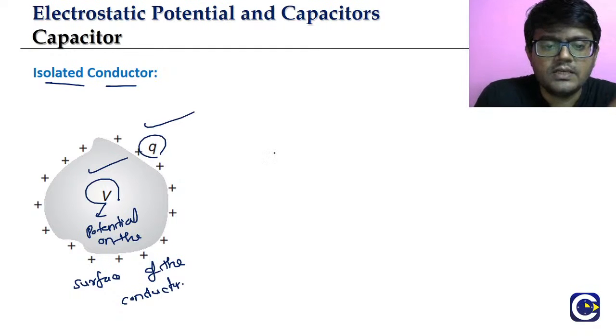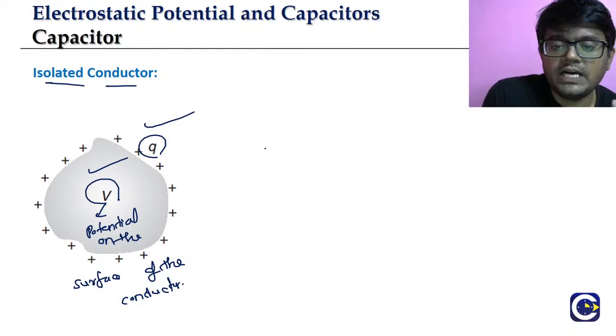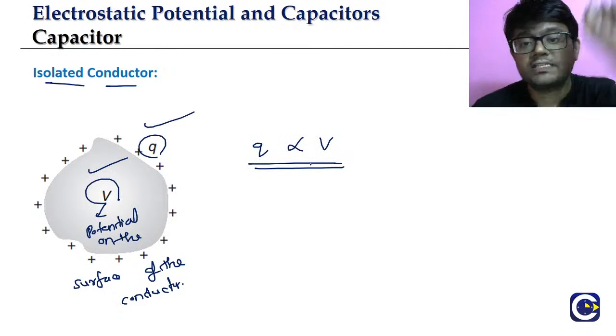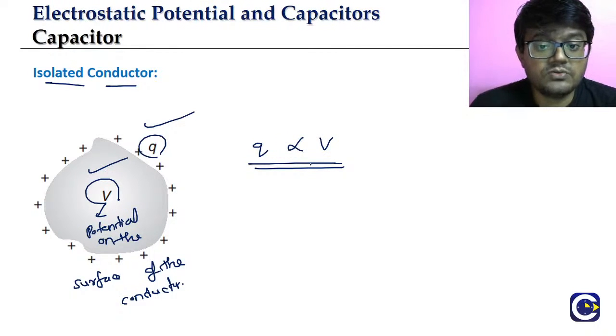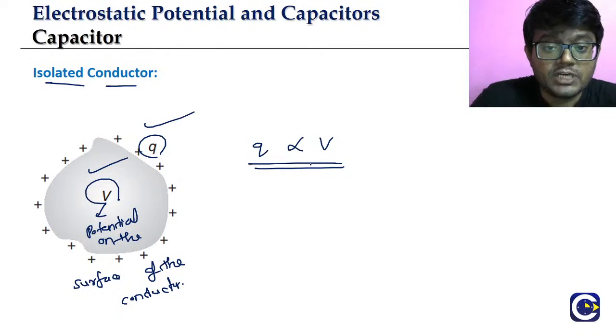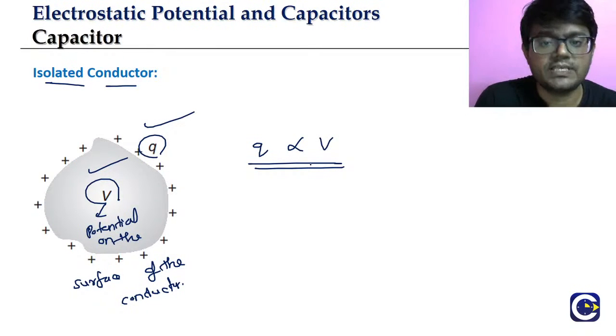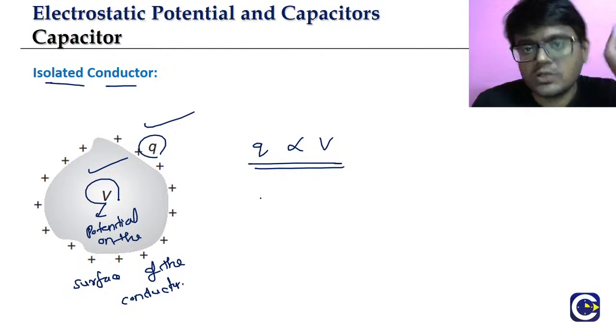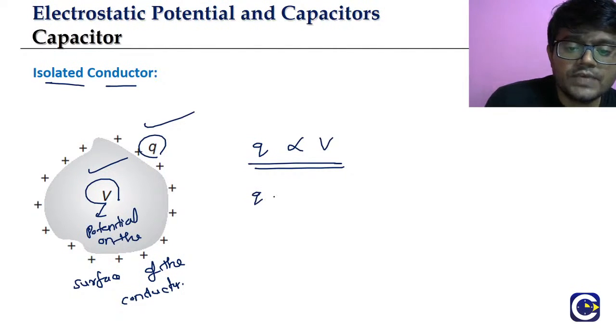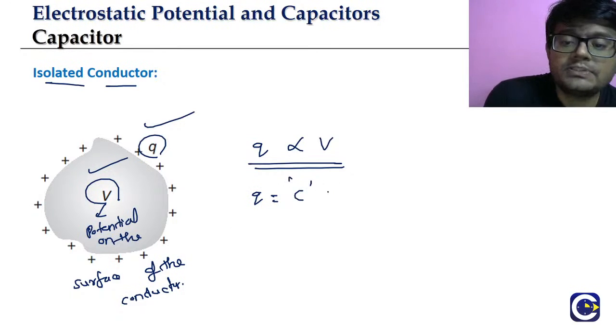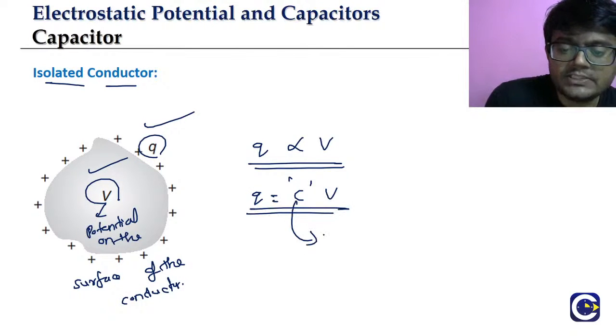Okay? But look, what is the relation we'll have? The charge on that isolated conductor will be directly proportional to the potential on the surface of the conductor. This kind of relation will be there. Charge will be directly proportional to the potential, because if we increase the value of the charge, the value of the potential increases accordingly. If there is such a proportional relation, we can convert this into an equation by using what? By using a proportional constant. So we can say that q will be equal to what? Some C into V. This constant C is what we are going to call capacitance.